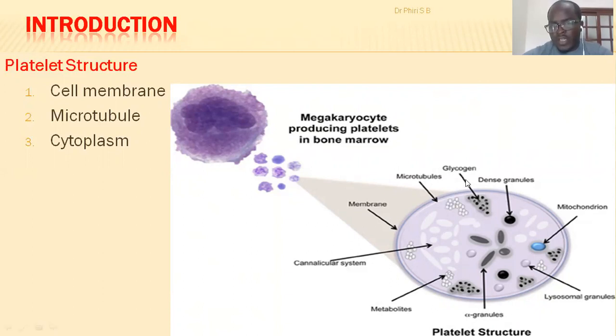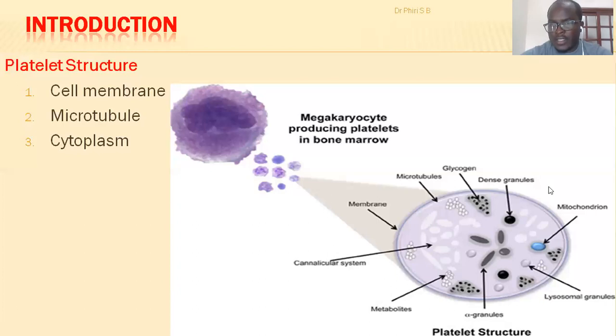Then you can also appreciate the glycogen store. The glycogen store is involved in anaerobic respiration for the production of ATP without using oxygen. So you can see the breakdown of glycogen into glucose, and then glucose will be broken down to pyruvate. That process, glycolysis, will produce energy for the metabolism taking place within the platelets.